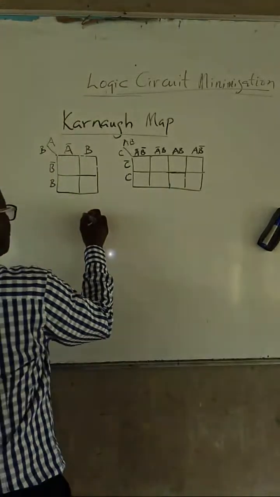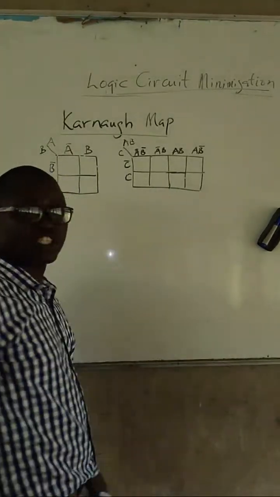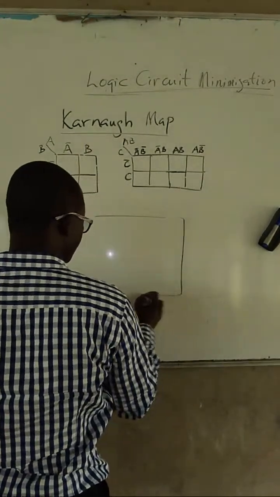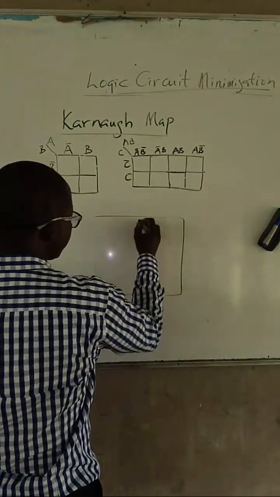If you have a 4-input combinational logic circuit, we're going to have 16 cells.